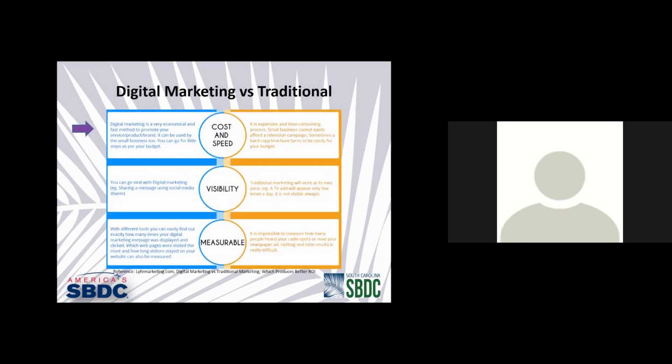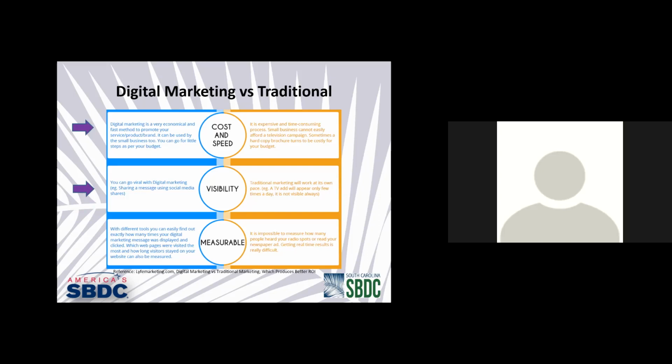So why? Digital marketing versus traditional marketing. Digital marketing is much more economical. Traditional marketing, i.e. print ads and so forth, is expensive and time consuming. With digital marketing, you can go viral very easily. You can share messages. When you share a post, that's like a force multiplier. If you're using Facebook and hashtags, and you share a post with your people, that's a force multiplier right there. Something you don't get with traditional marketing.